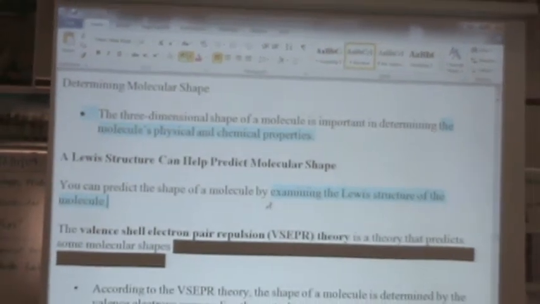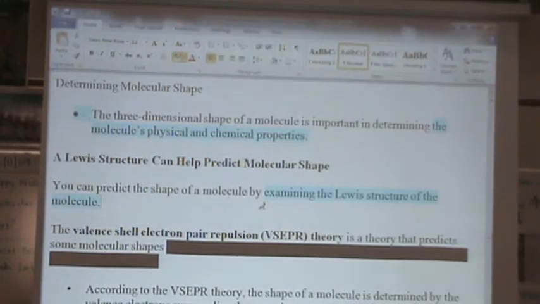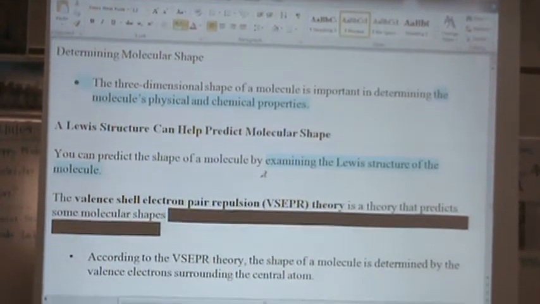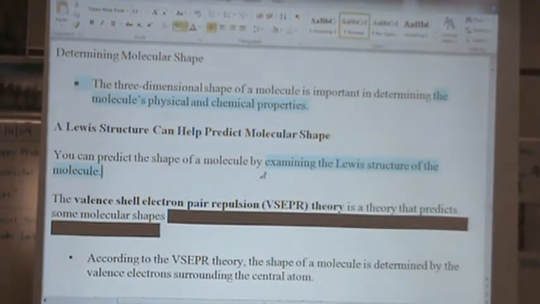So there's nothing really new, like drawing a Lewis structure. You should already have a vague idea how to do that. And then that structure should tell you what the 3-dimensional shape is.